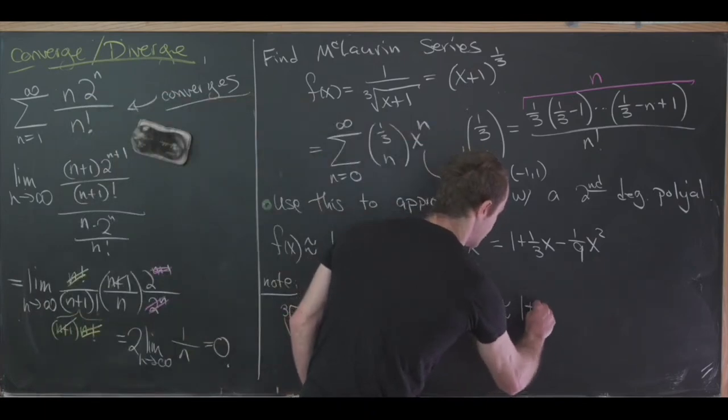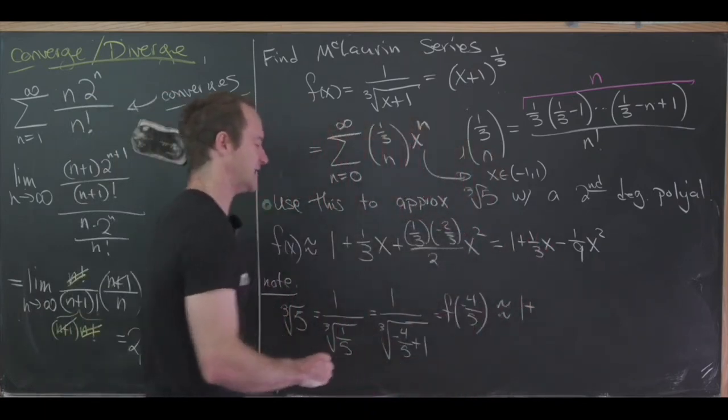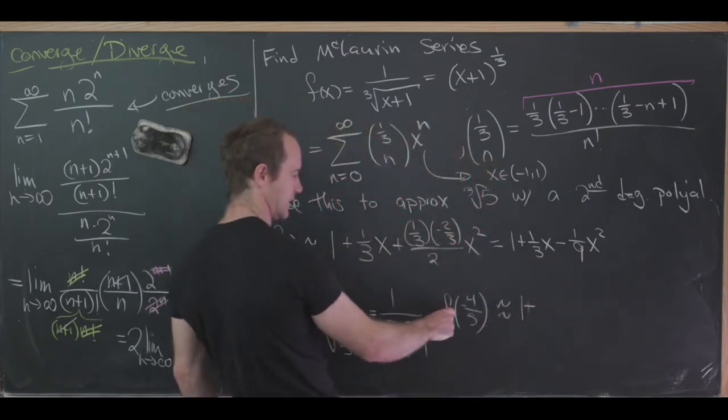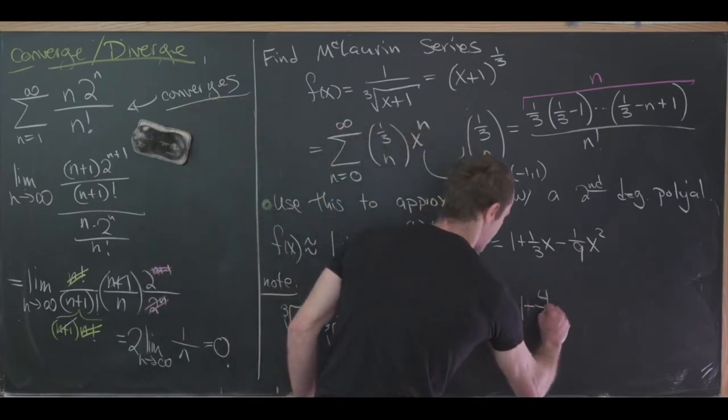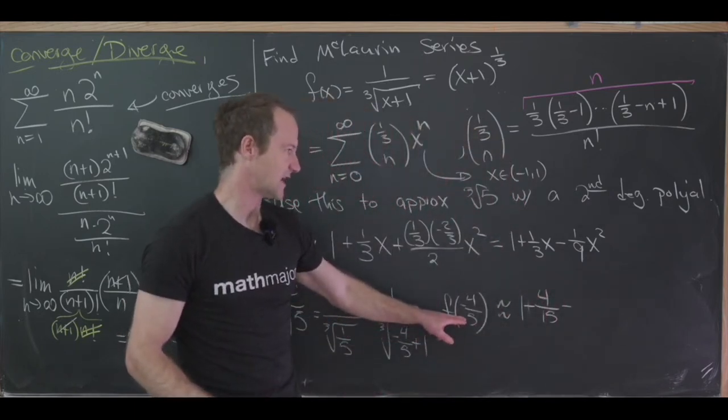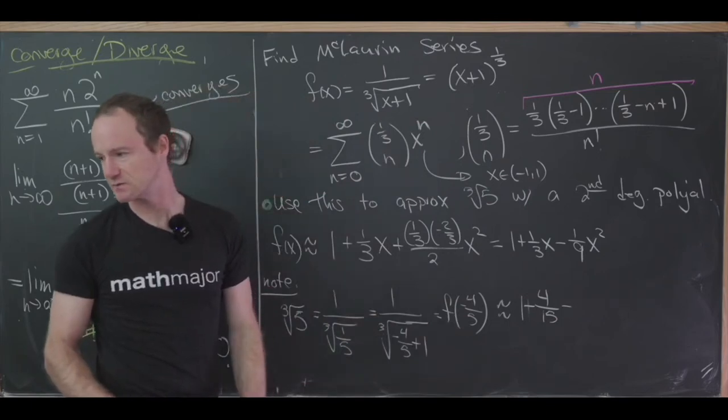So that'll be 1 plus 1/3 times -4/5. So, this is where it gets sketchy because I'm bad at arithmetic quickly, but this is like -4/15, and then minus, let's see, 5 times 5 is 25 times 9 is, what's 25 times 9?